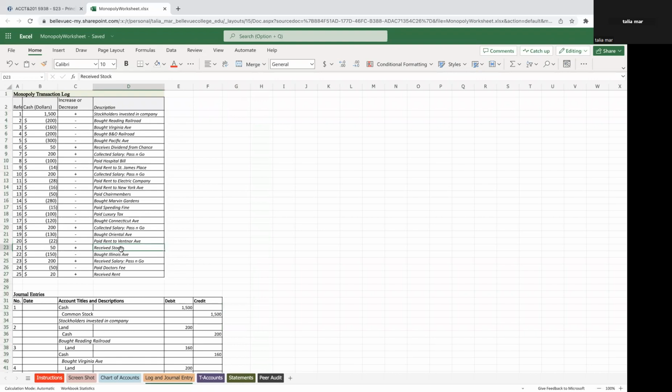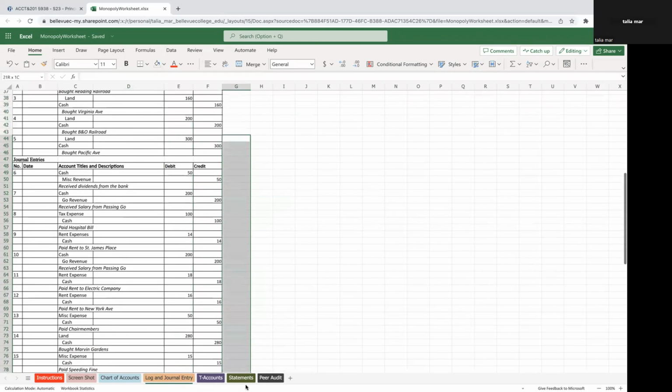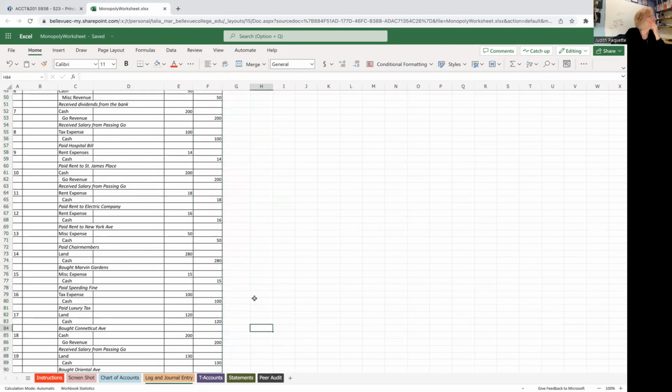I think it was from the bank or from the community chest or something like that. Let me think about that. But it only happened once. Yeah. But did you get cash? Yes, it increased my bank total by 50. Is that not supposed to happen at all for the Monopoly game? I'm trying to remember the transaction.